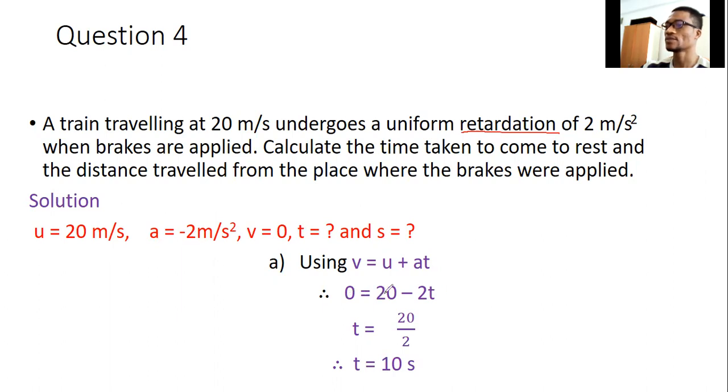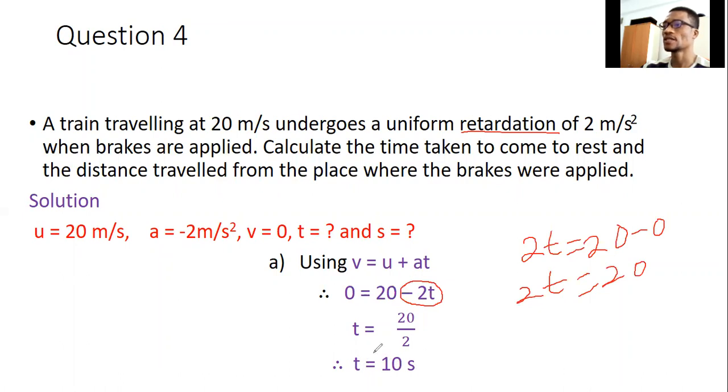So you collect like terms again. This value minus 2t crosses this equal sign again. So collect your like terms. It's going to be plus 2t equal to your 20 remains, and then this 0 is coming, so we have minus 0, and that is why we have 2t equal to 20 here. And then we divide both sides by 2 because we are looking for the value of t. And that's why we say 20 divided by 2. And then we have our time as 10 seconds. So the time taken to come to rest is 10 seconds.